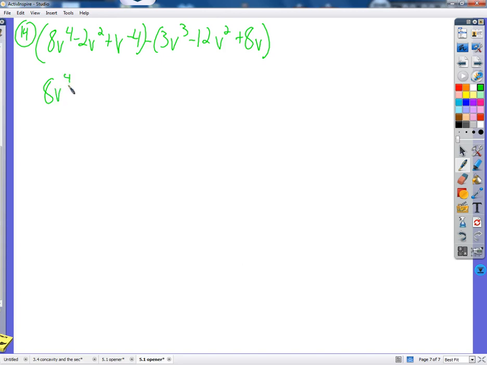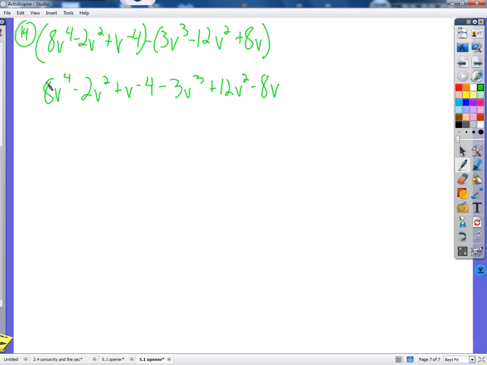8b to the 4. This doesn't have a negative. If it did, we need to distribute it, but it doesn't, so that's fine. Minus 3b cubed. Careful when you have a negative and a negative. Remember, it's a positive 12b squared minus 8b. Remember to distribute it to everything, not just the thing in front. Otherwise, why would the person have bothered to put parentheses there?